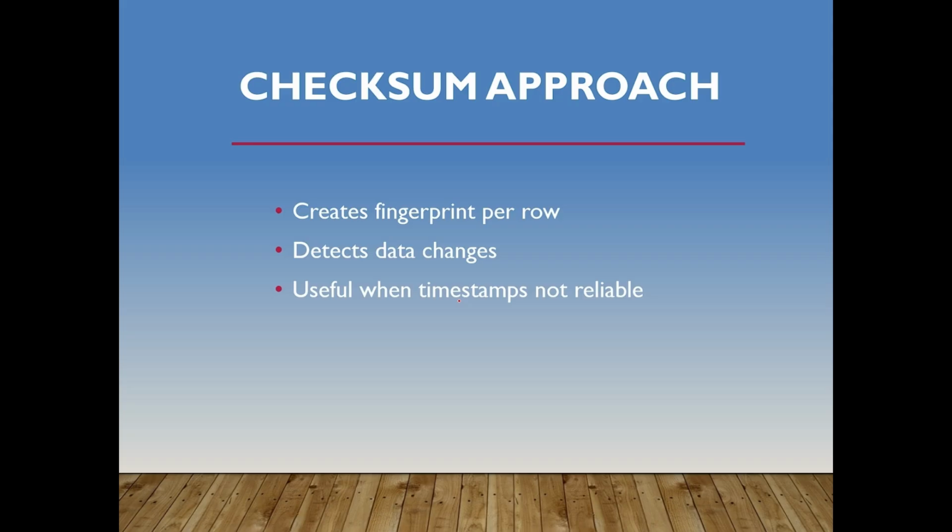Think of it like this: if any value in the row changes, it means the fingerprint changes. So in ETL we simply compare the fingerprint of the source and target row. If the hash value is different, the row is updated. If the row is missing, it is marked as new.